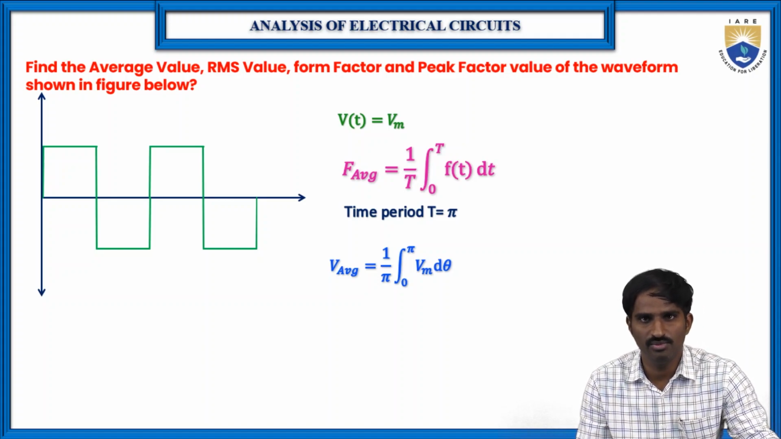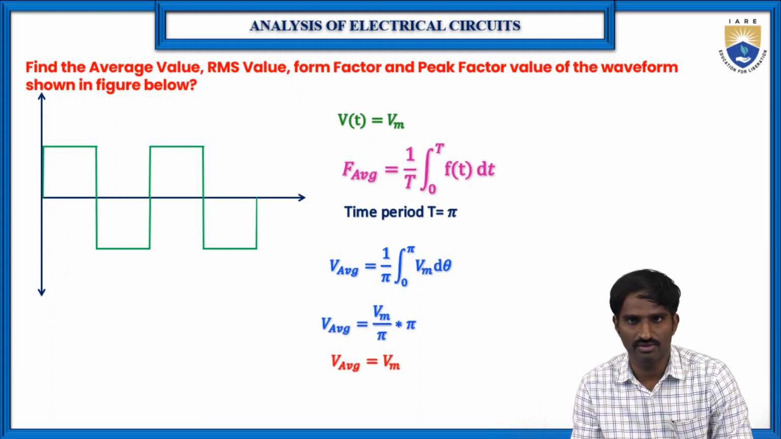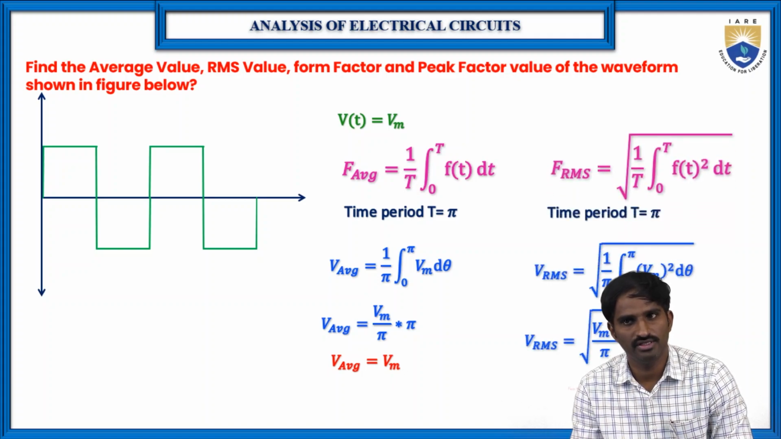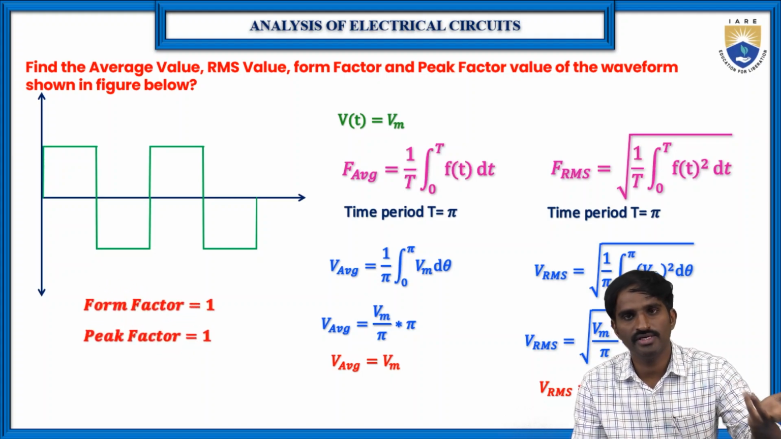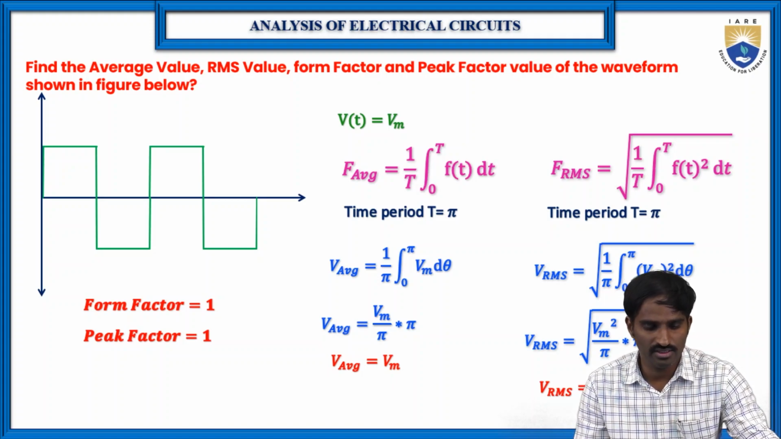Then v of t is equal to Vm in this case, because here the slope is equal to 1. Then V average, if you substitute the equations, is equal to Vm. Similarly Vrms is also equal to Vm. Then the form factor and peak factor you will get the same, because form factor is equal to Vrms by V average and peak factor is equal to V maximum by V average. In both cases Vm is in the numerator and denominator, so the form factor and peak factor are 1. So you may get the question like what is the form factor and peak factor of a square waveform.